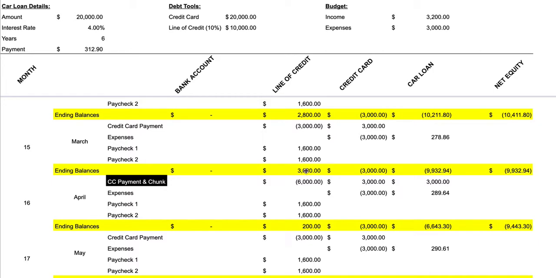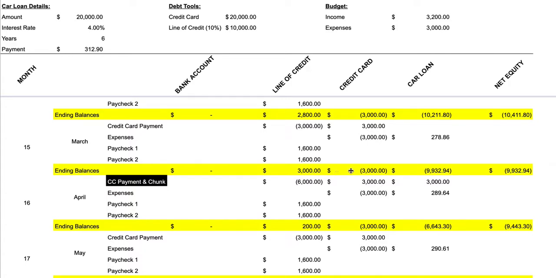Don't think of this as an extra $3,000. It's not an extra $3,000 because you still have to pay back that credit card. See, the credit card is at negative $3,000. So even though this is positive, this is at negative $3,000. So it's not like you have an extra $3,000. So hopefully that makes sense. I hope that makes sense.